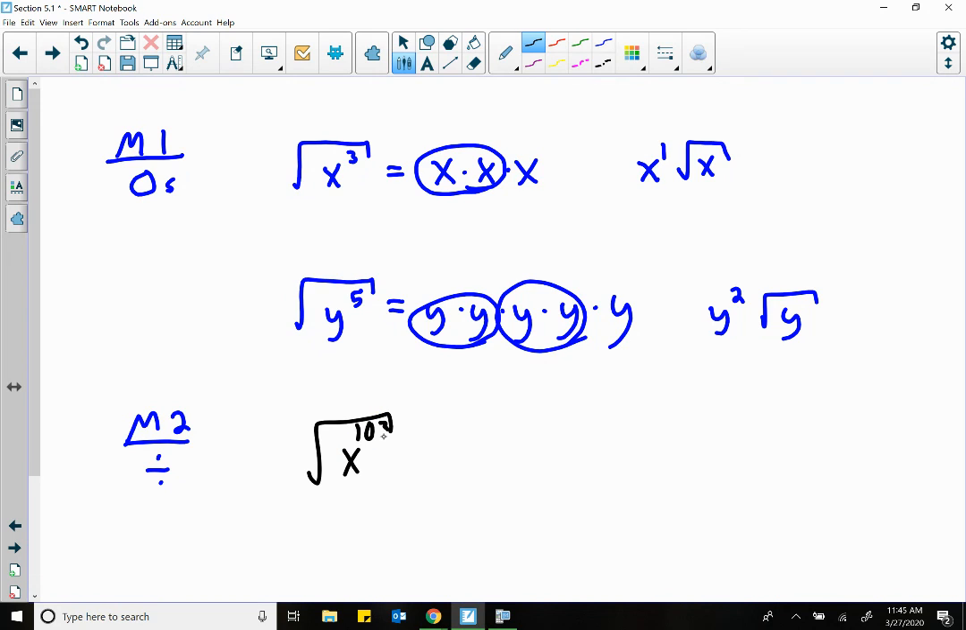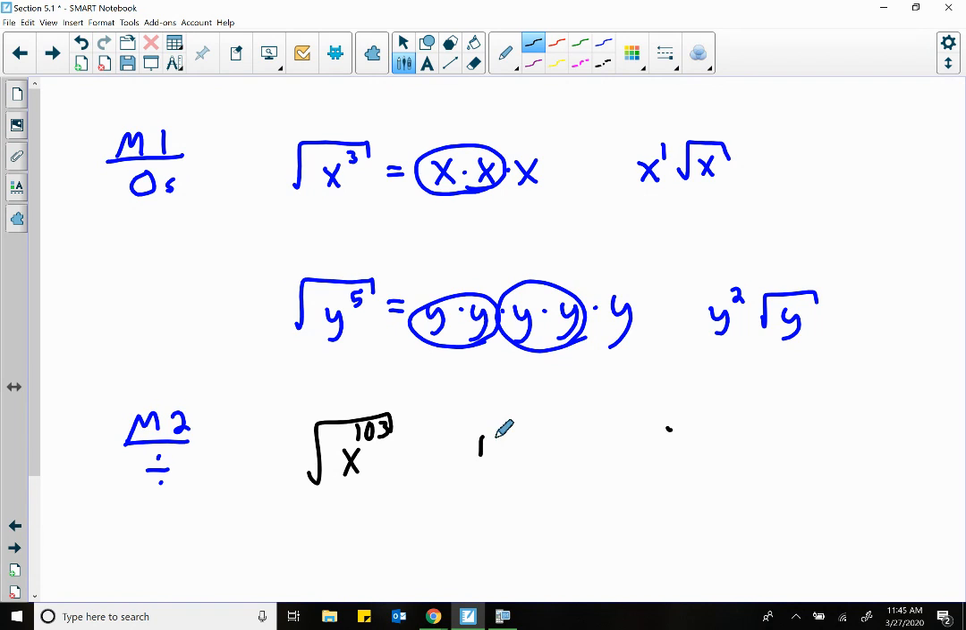X to the 103rd. I don't see you guys writing out 103 x's and going through and doing all the circling. That's just crazy. Also, not very time effective. So this is what I call division.